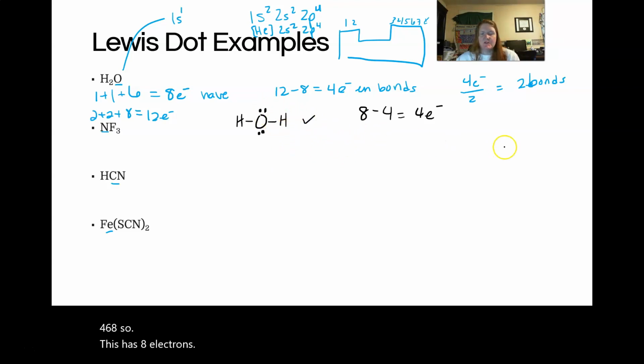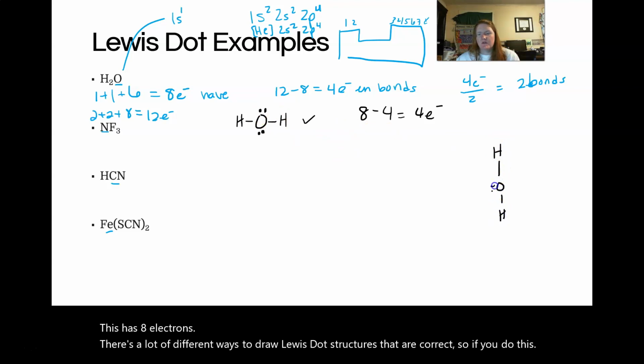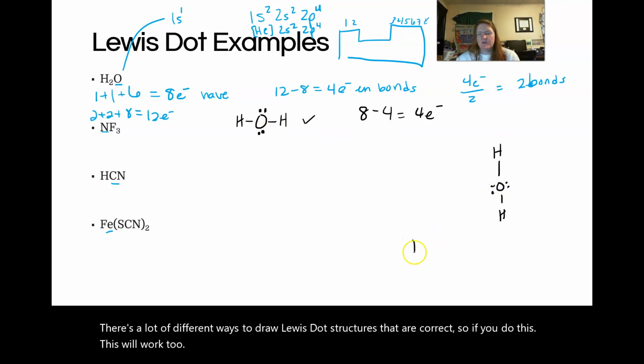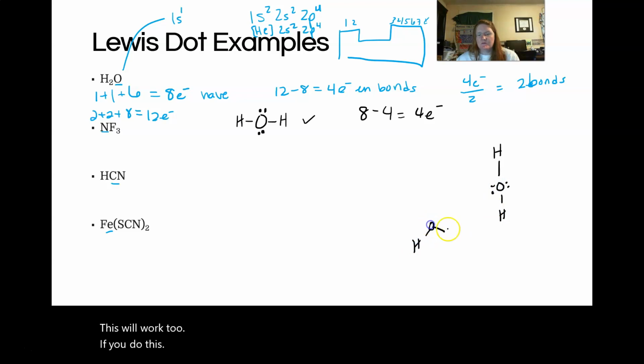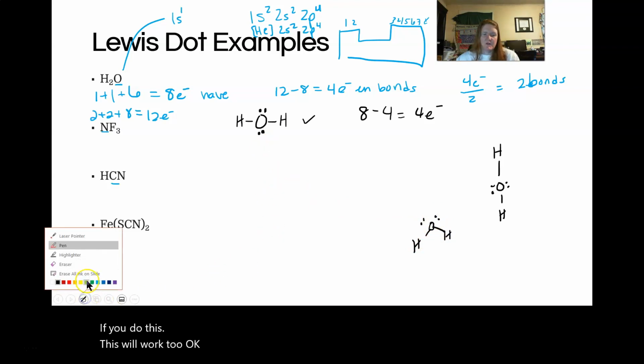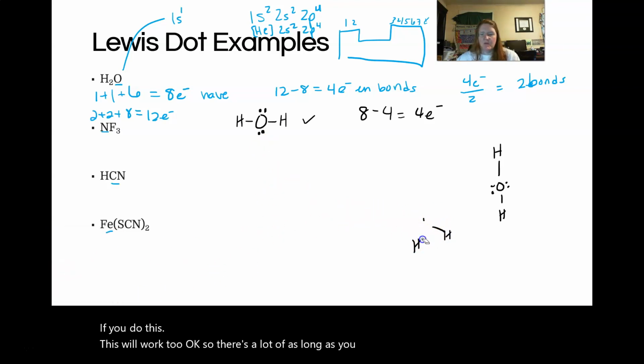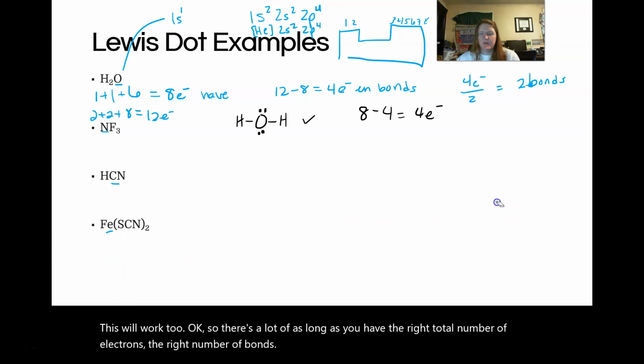There's a lot of different ways to draw Lewis dot structures that are correct. So if you do this, this will work too. If you do this, this will work too. As long as you have the right total number of electrons and the right number of bonds, we're good to go.